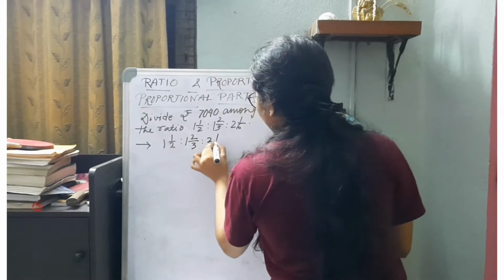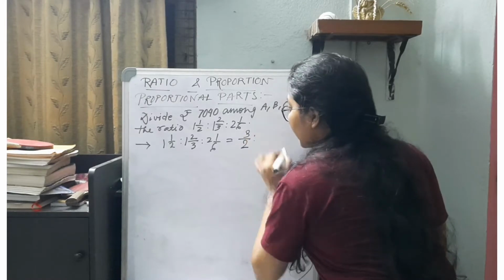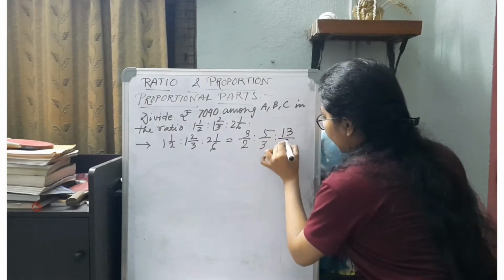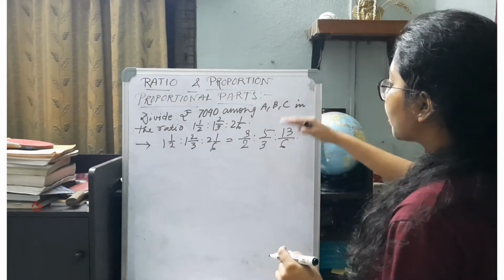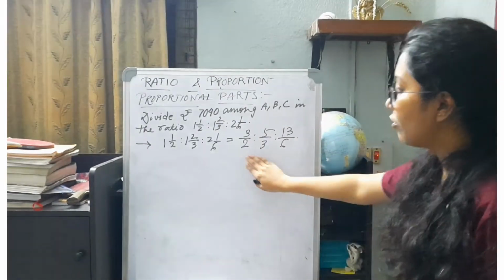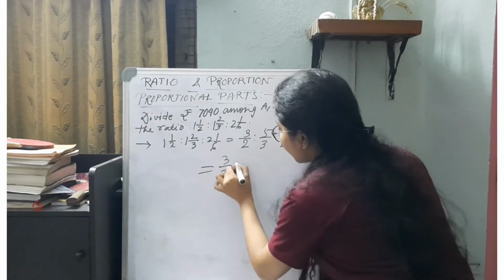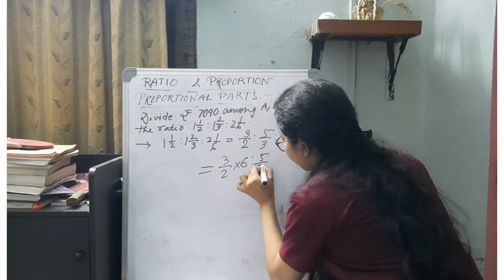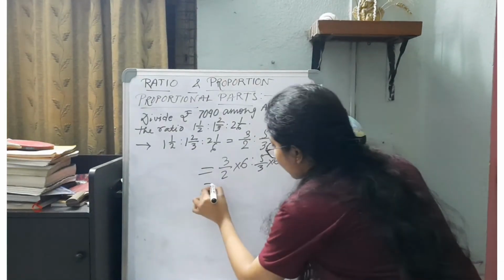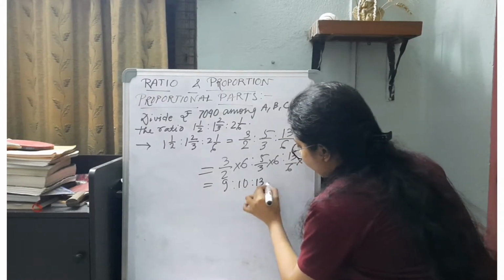Converting them into improper fraction form, we see that it is 3/2 is to 5/3 is to 13/6. Now if we want to reduce it to the normal ratio instead of keeping it as a fraction, we know that we have to take the LCM. The LCM is 6. So it is 3/2 into 6 is to 5/3 into 6 is to 13/6 into 6. Hence the ratio turns out to be 9 is to 10 is to 13.